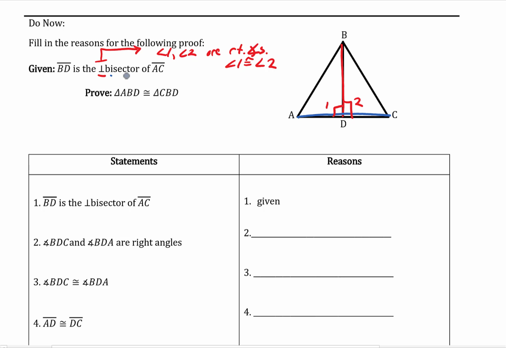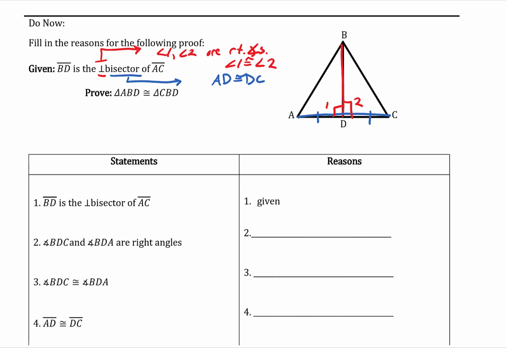Now let's look at this part, the bisector part. That tells us that BD, like scissors, cuts AC into two congruent pieces. So that means that this guy is going to be congruent to this guy, or AD is going to be congruent to DC. So now we have two pairs of corresponding congruent parts.